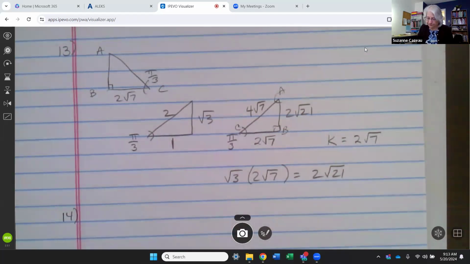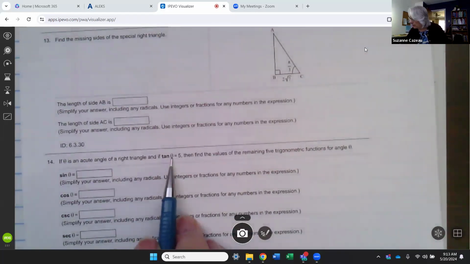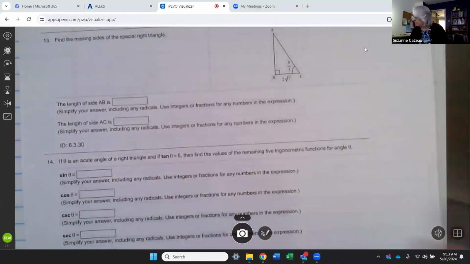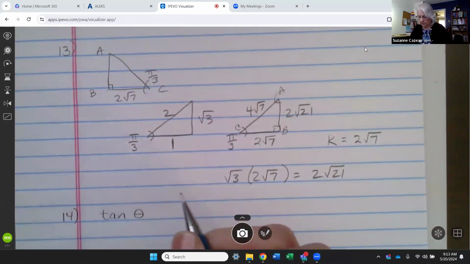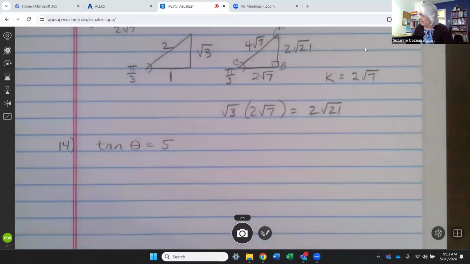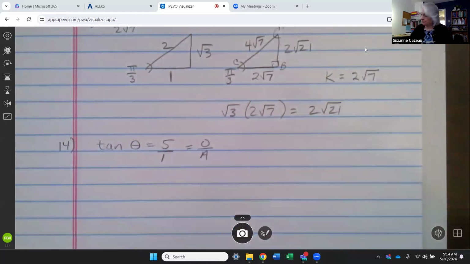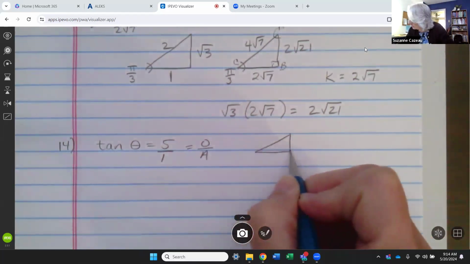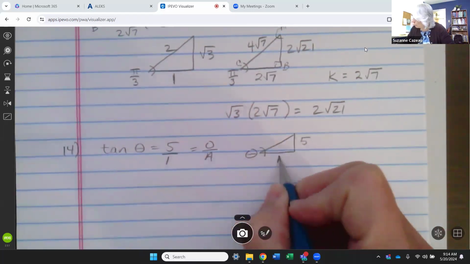It says, if theta is an acute angle of a right triangle, and if tangent of theta is 5, then find the values of the remaining trig functions. Okay. So, tangent of theta is 5. Then, you can think of this as like 5 over 1, right? And then you got your opposite over adjacent. So I can draw the triangle. If this is theta, then opposite is 5 and the adjacent is 1.